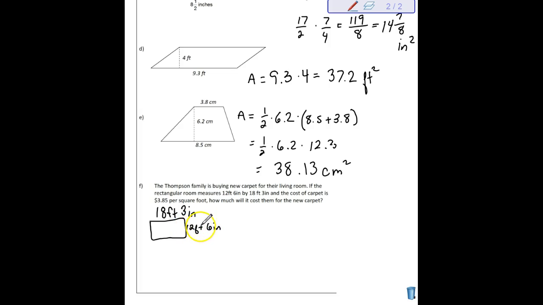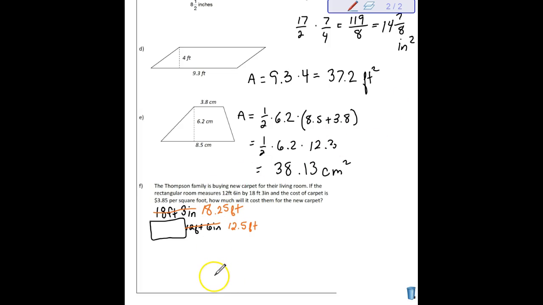Well, I know that 12 foot 6 inches is the same as 12.5 feet. So I could replace 12 foot 6 inches with 12.5 feet. Okay? And I know that 18 feet 3 inches, well, if it takes a total of 12 inches to get a foot, and I have 3 inches, that's actually 1/4 of what I need for a whole foot. So I could replace 18 feet 3 inches with 18.25 feet. Okay?